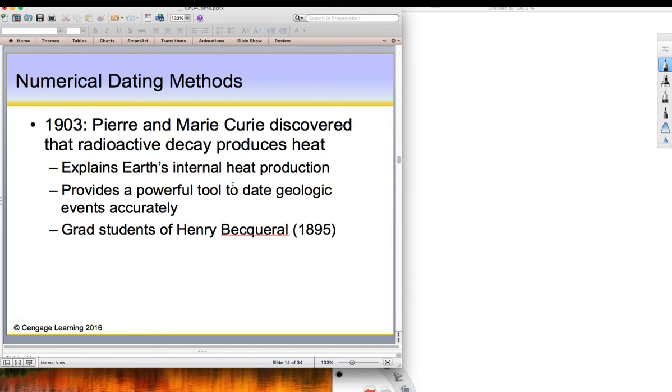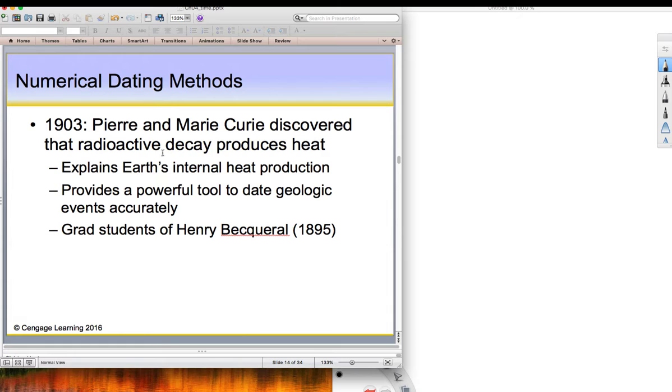So again, looking at radioactivity, and unbeknownst to Lord Kelvin, in 1895, Henri Becquerel, a French physicist, discovered radioactivity, and he had two graduate students, Pierre and Marie Curie, who really figured out how this radioactivity works and explains Earth's internal heat production, and provides a powerful tool for dating geologic events very accurately.